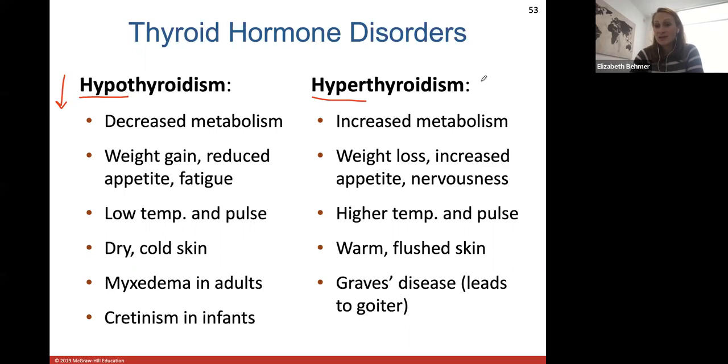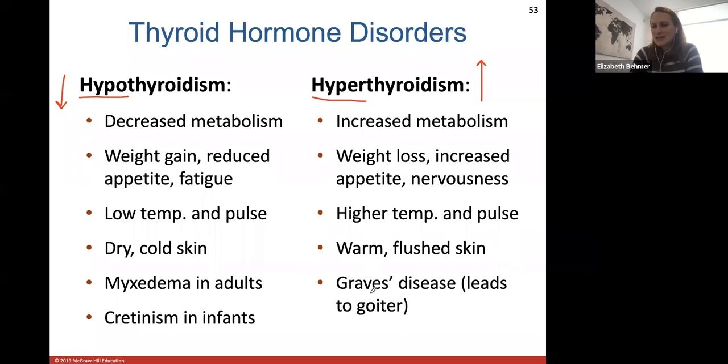In hyperthyroidism, I'm going to put an up arrow because this means the levels of thyroid hormones have greatly increased and all of the body systems are kind of put on high alert. So there's an increased metabolism. So these people are very thin. They lose weight, they have increased appetite, and they're nervous because their anxiety levels are very high. Their nervous system is kind of put into high gear. They might have heart palpitations, their heart beating rapidly. They'll have a higher temperature and pulse. They'll have warm, flushed skin.